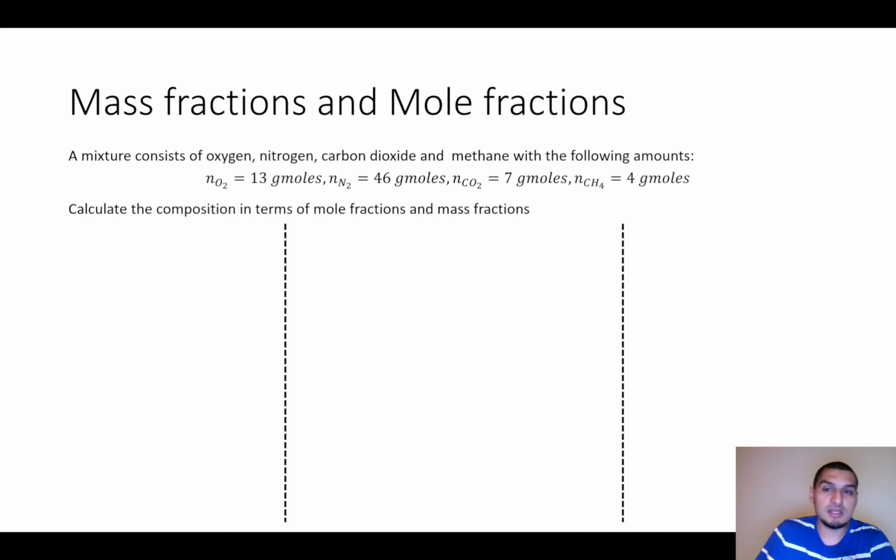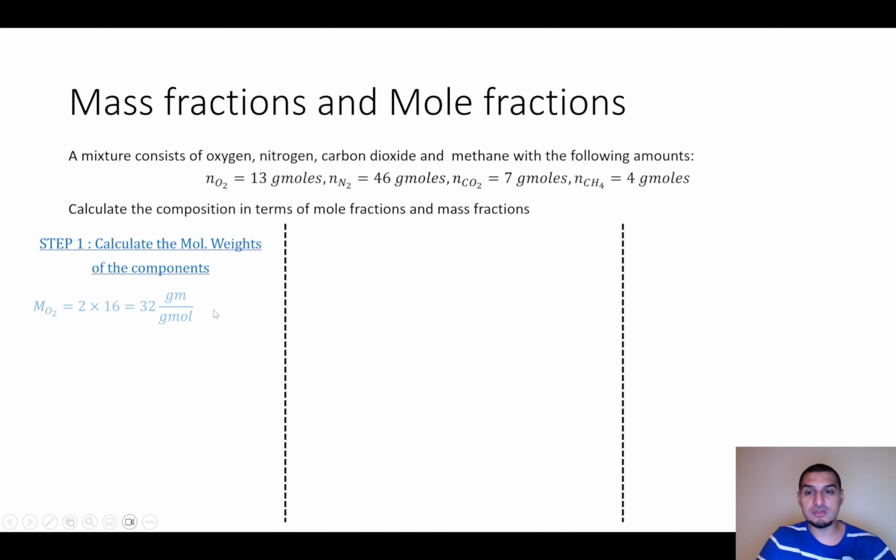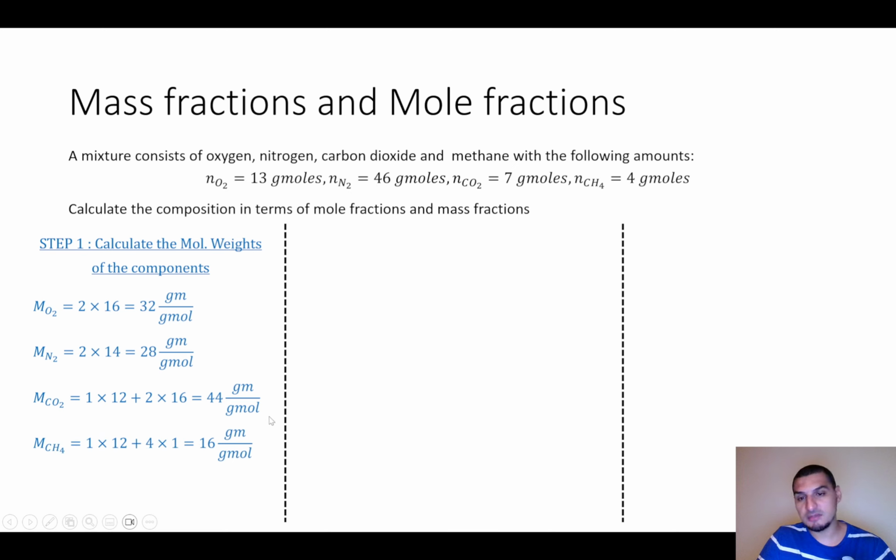The first is finding the parameter that we will use to get the mass from the number of moles, which is the molecular weight. And then from the molecular weight we calculate the mass of each component, and then we calculate the mass fraction. So for the first step, to calculate the molecular weight, oxygen is 2 multiplied by the atomic weight of oxygen, which is 16, so it's 32 gram per gram mole. Nitrogen is 14 by 2, it's 28. Carbon dioxide is 12 plus 32, so it's 44. Methane is 12 plus 4, so it's 16.